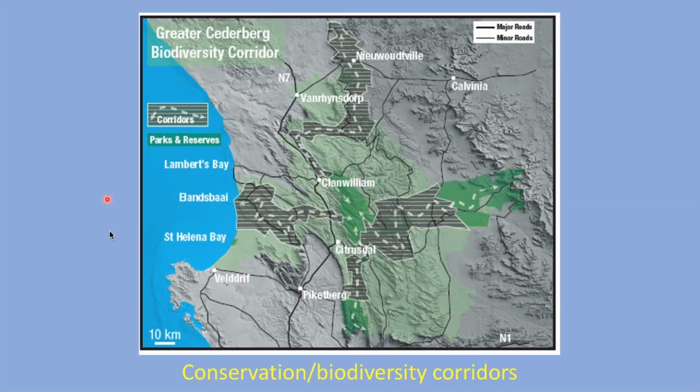The other point I want to make about this slide is this is the Greater Cederberg Biodiversity Area. You can see the various corridors that they have tried to maintain to allow for plants and animals to be able to exist and move along these various corridors from the coast at Lambert's Bay all the way into the Great Escarpment to the east, as well as from the south into the north.